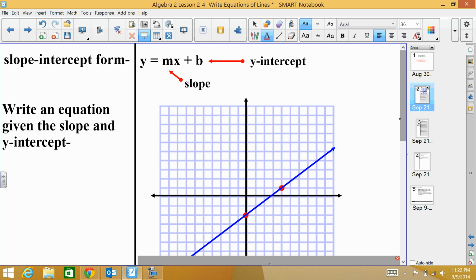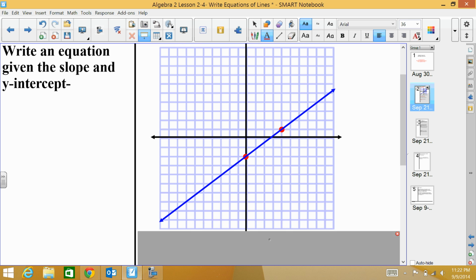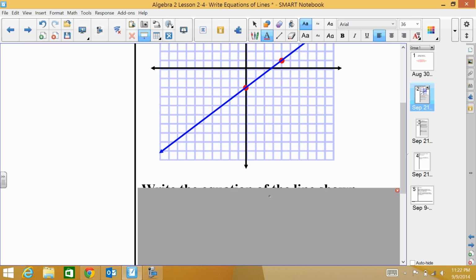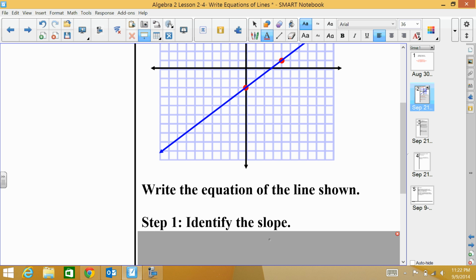So if we look at this graph here, from looking at this graph, we can figure out the slope and we can also see the y-intercept. So first, we need to identify the slope. Now you can do this 2 different ways. You can use these 2 points that you can see on the graph and you can do the formula for slope. But I find it's a lot easier if you just count the spaces. So slope is rise over run. So we're going to go up 1, 2, 3, and right 1, 2, 3, 4.